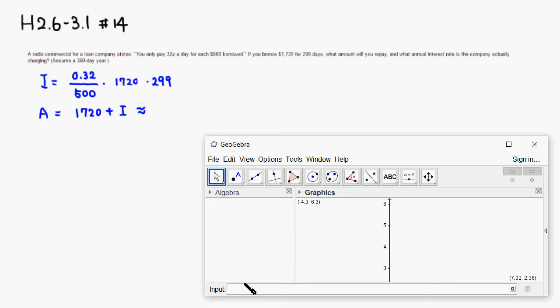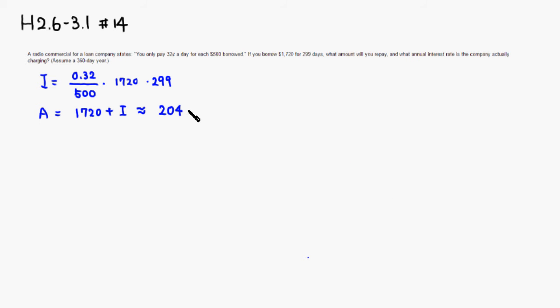So you have 0.32 divided by 500 and multiply by 1,720 and then multiply by 299 days. Then you have to, of course, pay back the amount they borrowed. So this is what they want, so put that. So it came out to be $2,049.14, right?